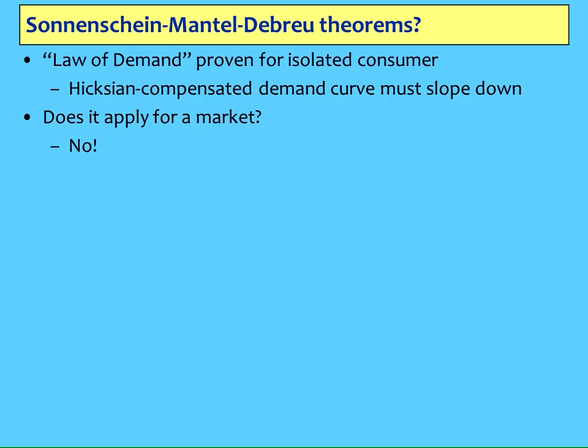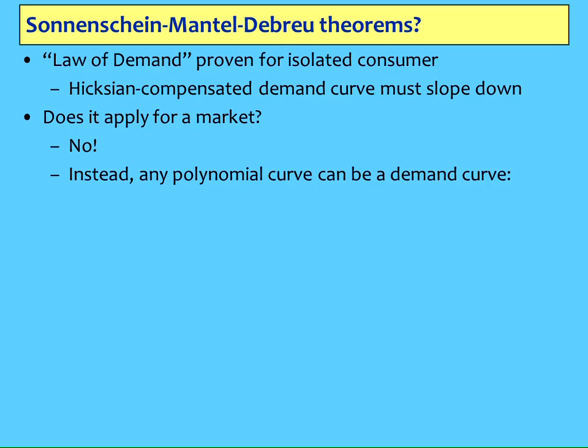That's a law that arises for a single individual consumer, an isolated consumer. And it's necessarily a law, starting from the definition of how an individual consumer behaves. Does it apply to a market? In a nutshell, the SMD conditions say no. Instead, what they conclude, and I'm using a good reference here to point out that the way it's conveyed in books like Varian and Co. is not accurate, is that any polynomial curve can be a demand curve. So any curve you can describe by a function a plus bx plus cx squared plus dx cubed, etc. Anything you can fit by that can be a demand curve for a market.